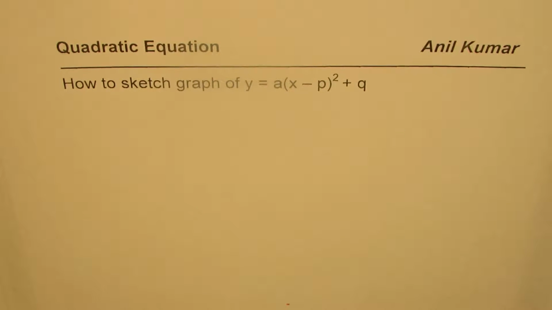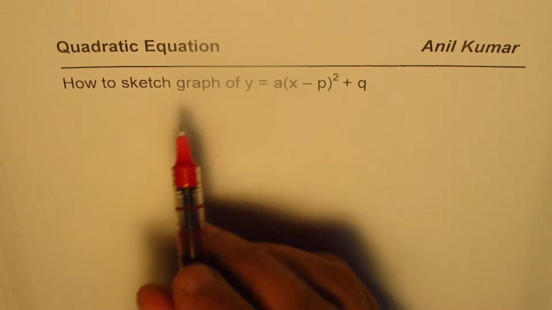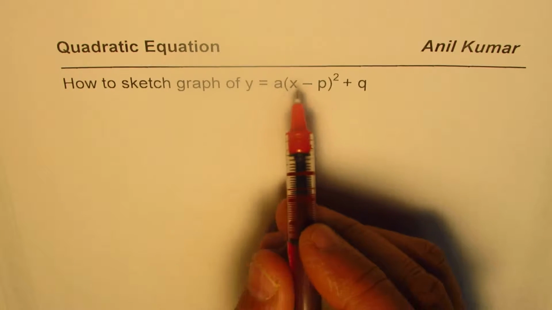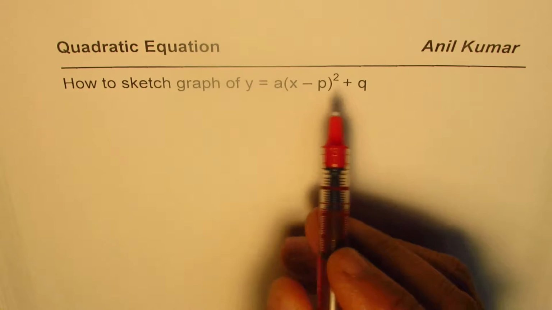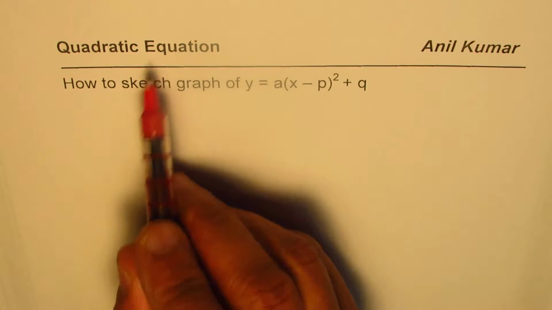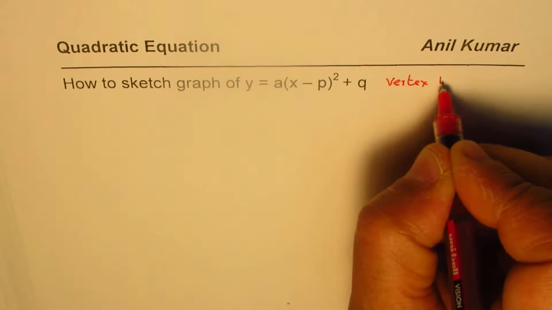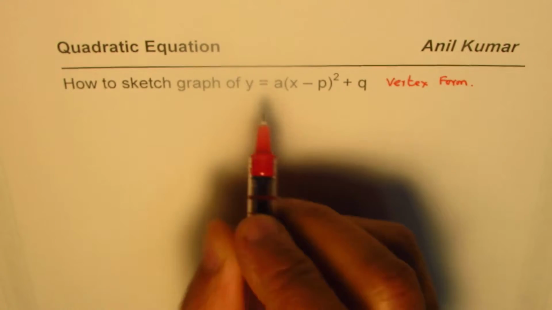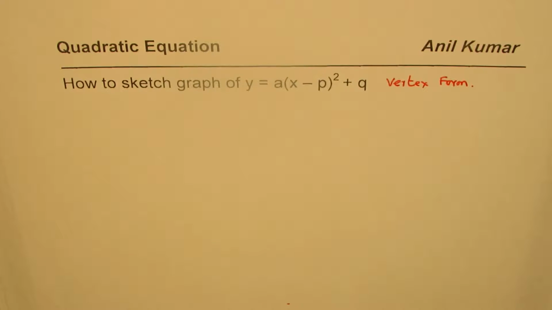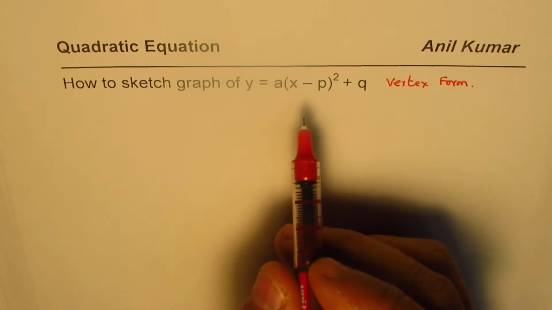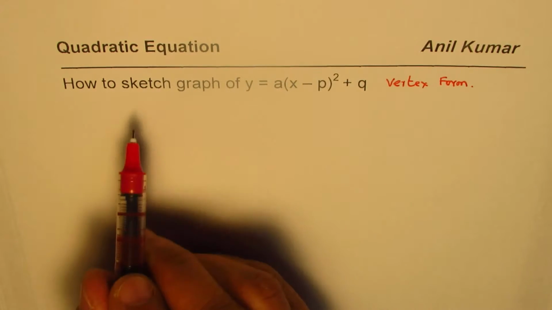I'm Anil Kumar, and in this video we will learn how to sketch the graph of y equals a(x minus p) whole squared plus q. That is the vertex form of a quadratic equation. Let me write it down. This is my vertex form. Vertex form helps us to understand the transformation and graph the function.